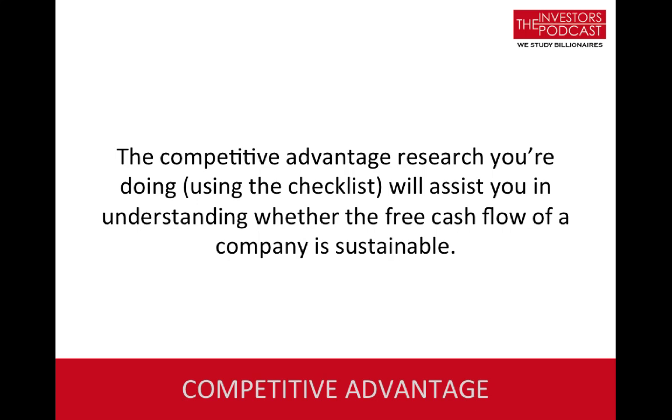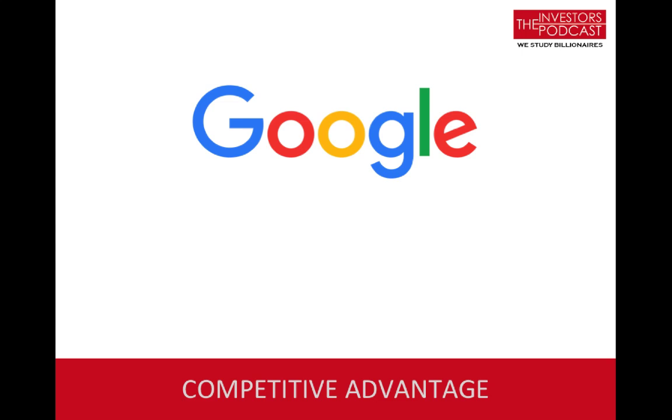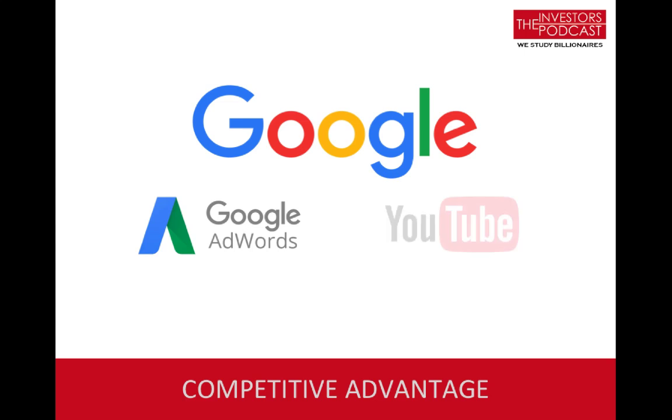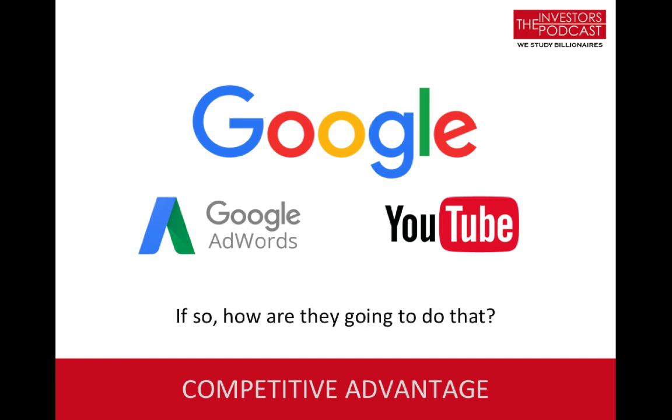When you get into these large macro companies like Apple or Google, these companies have numerous levels of assets. Like Google AdWords is just one asset inside of Google. YouTube would be another asset inside of Google. You've got all these different assets. And so what you have to do is ask yourself, is there going to be a competitor to YouTube that's going to take some of their market share? Is there going to be a competitor to Google AdWords that's going to take some of their market share? And how are they going to do that?